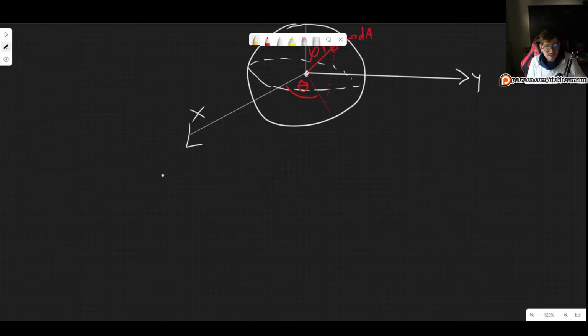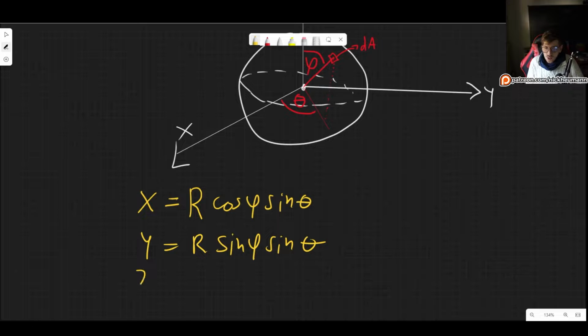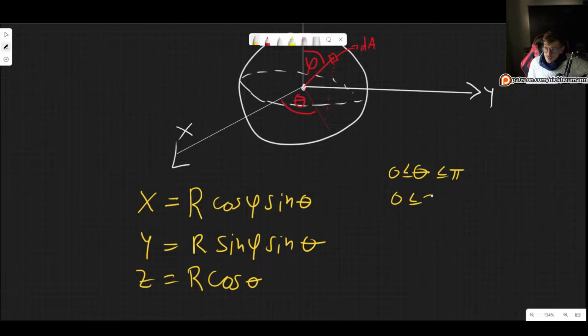So by using this definition, my coordinate x will simply be the radial distance of the sphere, which is this fixed R, times the cosine of phi times the sine of theta. Y will always be R sine of phi sine of theta, while z will simply be R times the cosine of theta. Now, by this definition, the angles are defined as follows. Theta will be defined between 0 and pi, while phi will be defined between 0 and 2 pi.